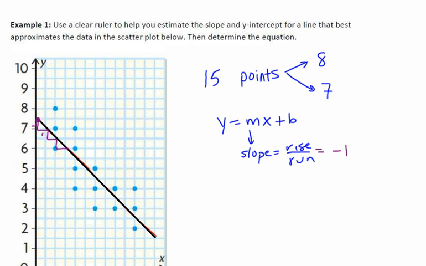What would our y-intercept be? Approximately 7.5. So our equation would be y = -x + 7.5. Right, negative 1 here is our slope, but you don't have to write the 1.